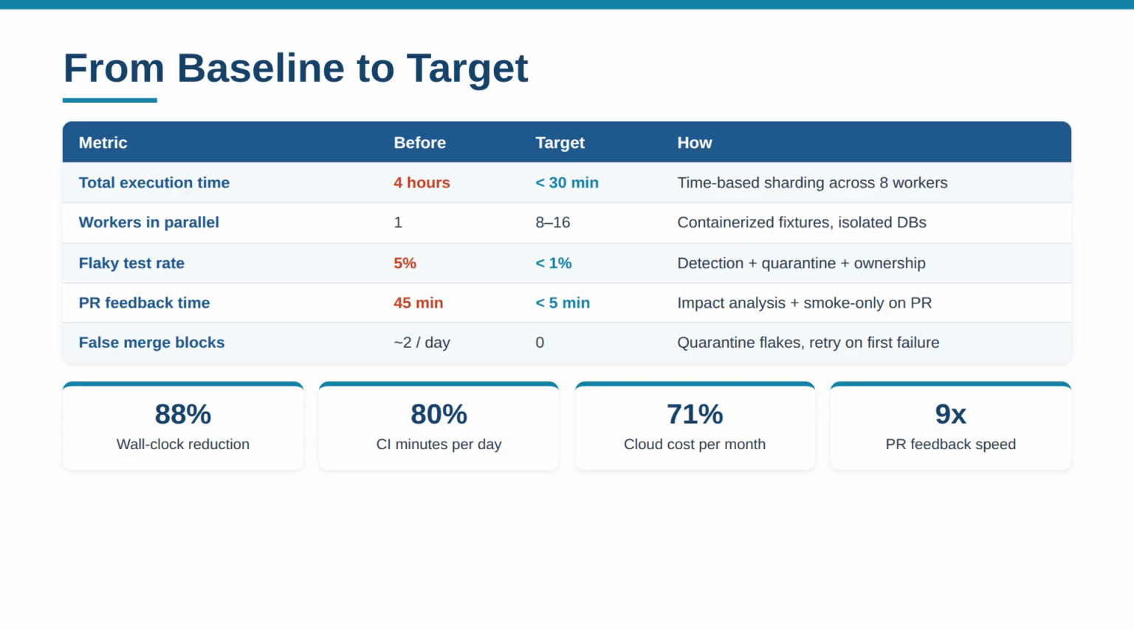PR feedback time drops from 45 minutes to under 5 minutes through impact analysis and running only smoke tests on pull requests. False merge blocks go from roughly 2 per day to 0 by quarantining flakes and retrying once before reporting a failure. The bottom line numbers: 88% reduction in wall clock time, 80% reduction in daily CI minutes, 71% reduction in monthly cloud cost, and 9 times faster PR feedback. These are achievable numbers, not aspirational ones. Teams running these techniques regularly report results in this range.